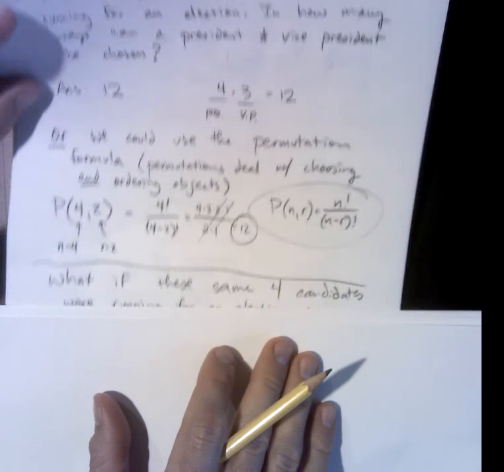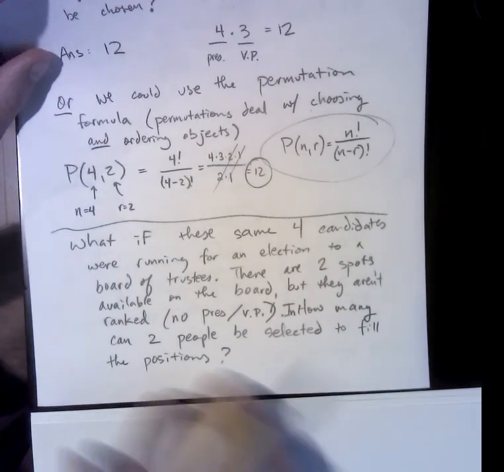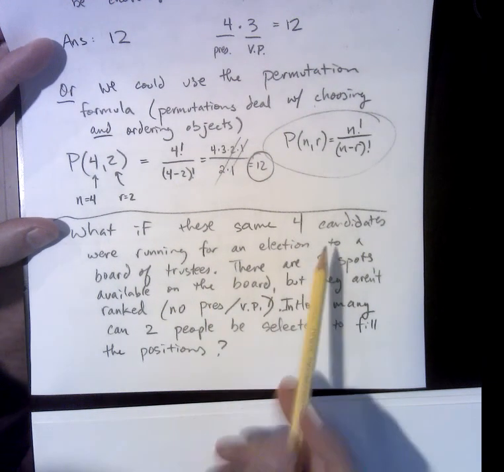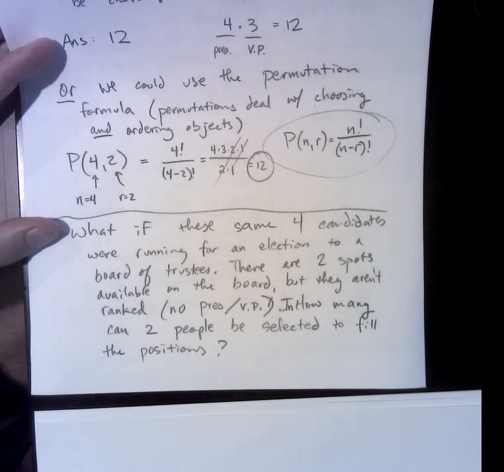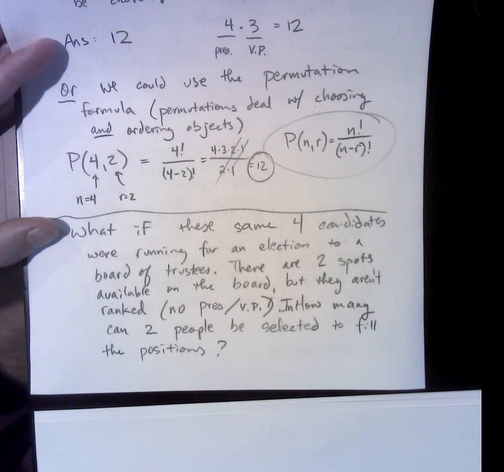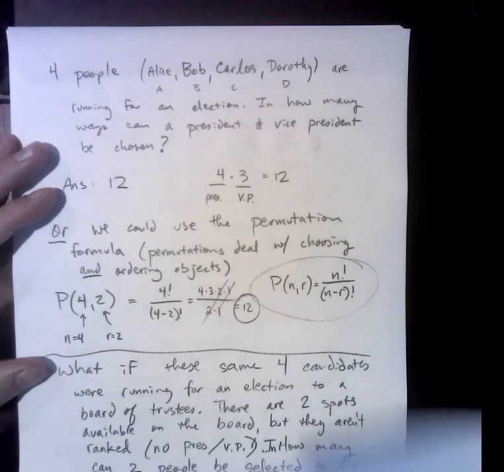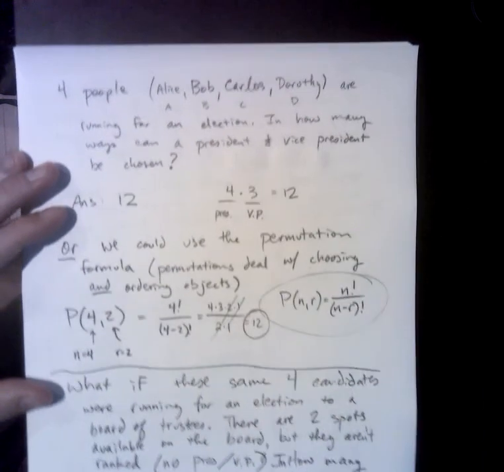So in the new part of this video, let's imagine this. What if these same 4 candidates were running for an election to a board of trustees? There are 2 spots available on the board, but they aren't ranked. So there's no president and vice president this time. Our question: in how many ways can these 2 people be selected to fill the positions? One way to do this problem would be just to list it.